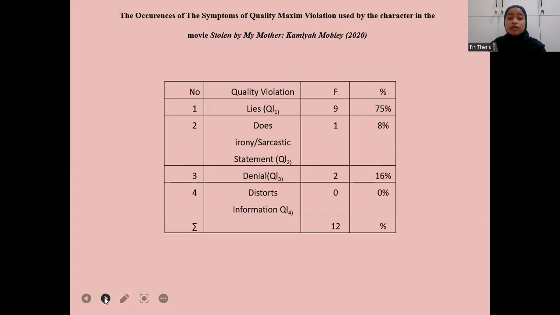It is because of the reality that the movie was built around the main character Gloria, who always lies to cover any lies and to hide the truth.